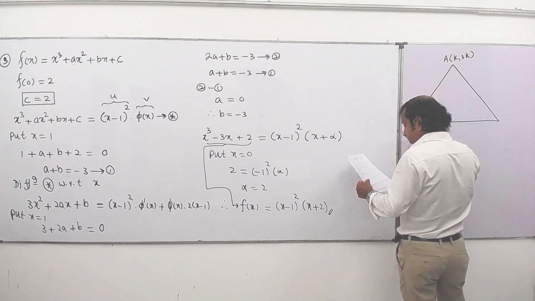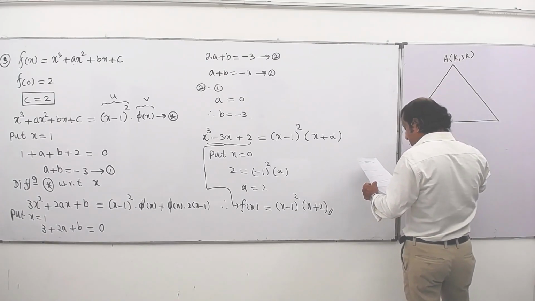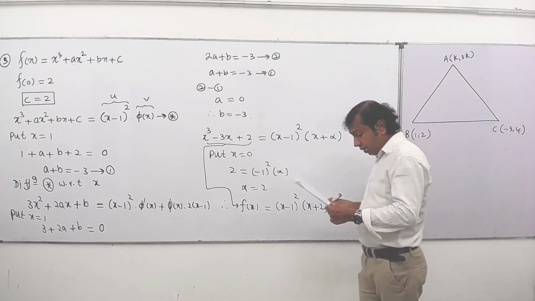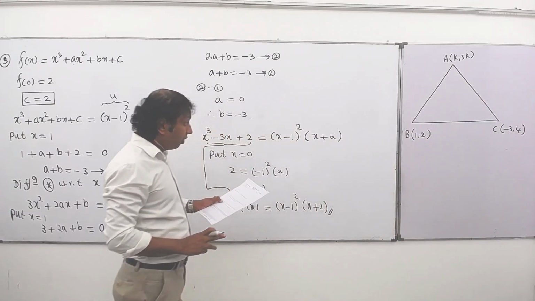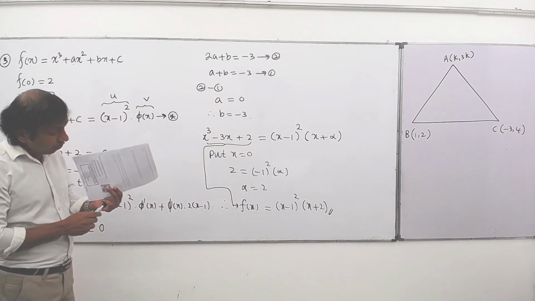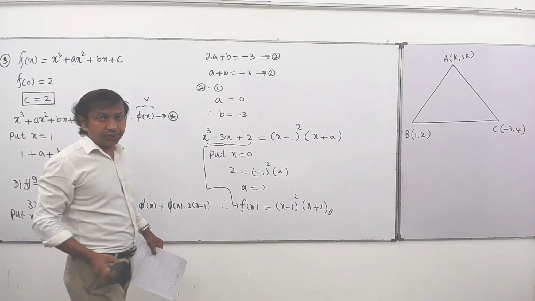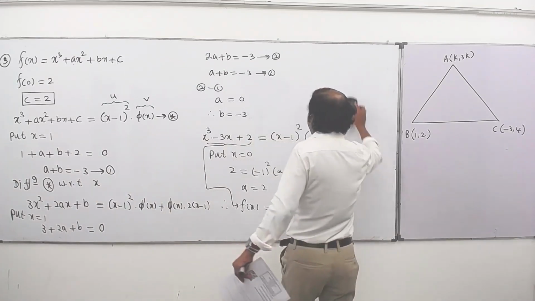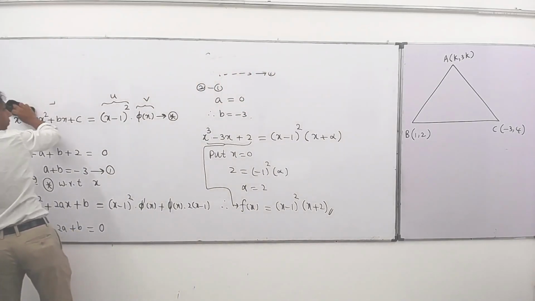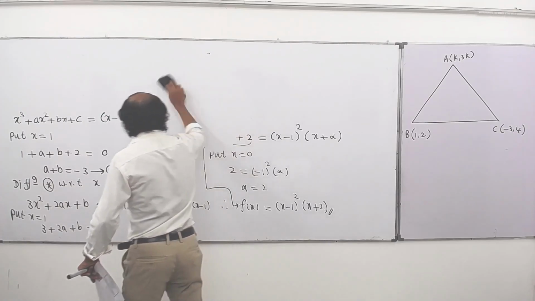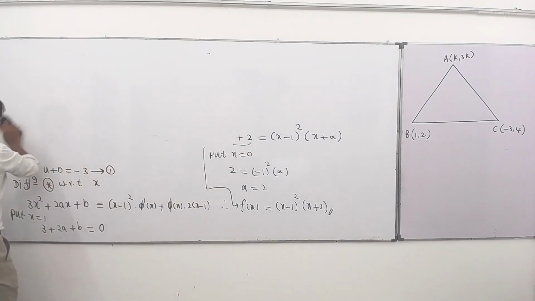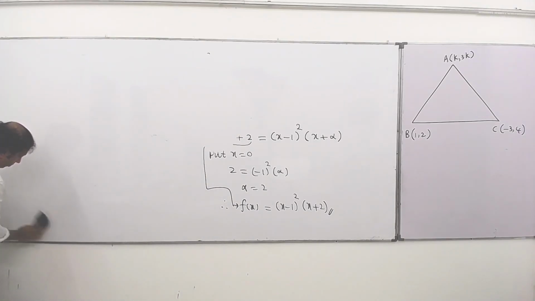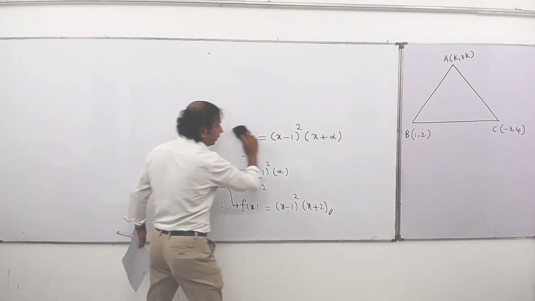Point B is (1, 2). Point C is (minus 3, minus 4). So A is (k, 3k), B is (1, 2), C is (minus 3, minus 4). When you are given the coordinates of the vertices of a triangle this way, you know, people, how to find the area. We'll see how to write that area.